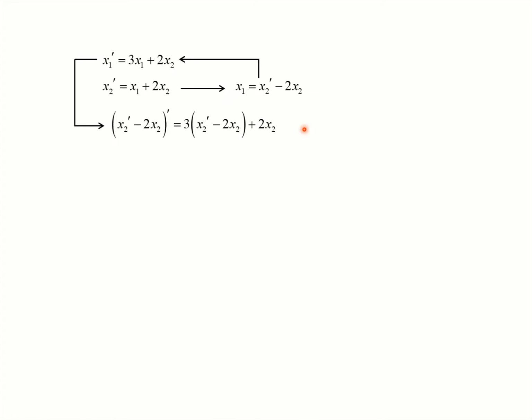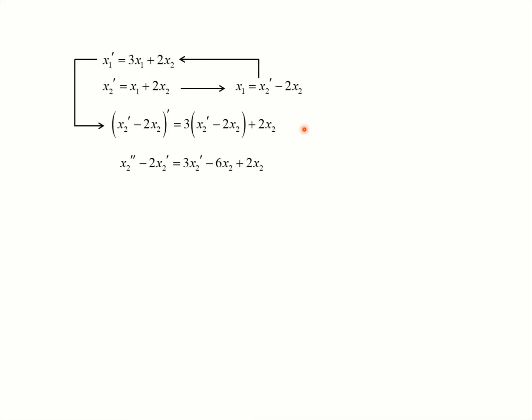So I'm going to go ahead and take the derivative of the left-hand side. The derivative, with respect to t, of x2 prime is going to be x2 double prime, and the derivative of minus 2x2 is going to be minus 2x2 prime. And then I'll distribute the 3 on the right-hand side of the equation. So I end up getting something like that.